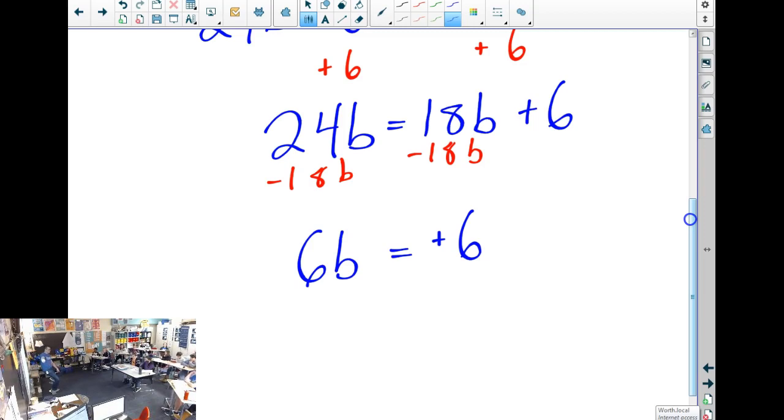What times 6 will equal 6? 1. Same answer. Completely different way to get there, because we used a completely different number from the get-go. We still get the same answer. So, does that make any more sense, Ava? Yeah.